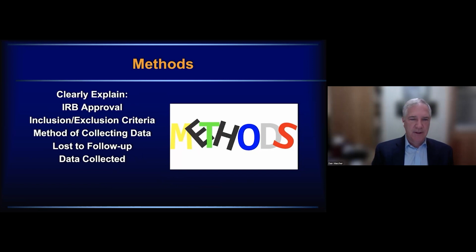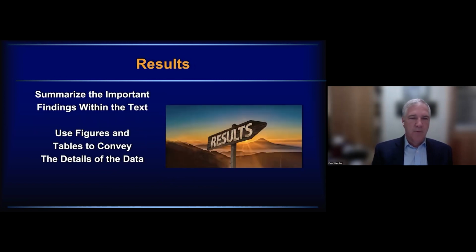The method should be clearly explained. They should state IRB approval, the inclusion and exclusion criteria, the method of data collecting, the number of patients lost to follow-up, and the data that was collected. You want to summarize the findings within the text, within the results, and primarily use figures and tables to convey the details of the data. I've seen too many papers that just go on presenting their data in the text, and it makes it very difficult and boring to read. Whereas when you have figures and tables to look at, you can readily convey the important details of the data.